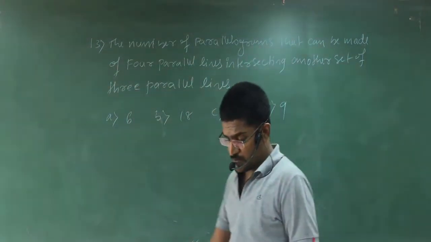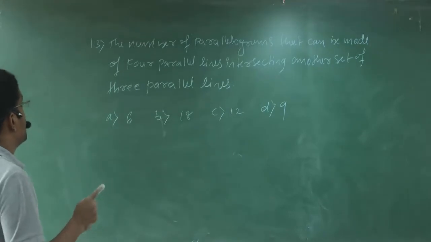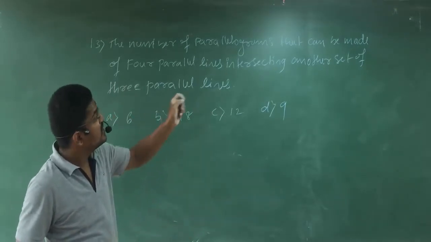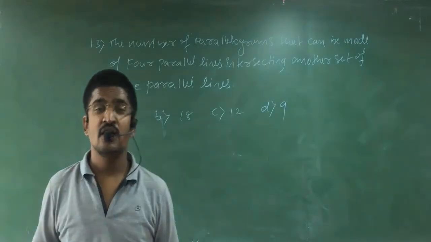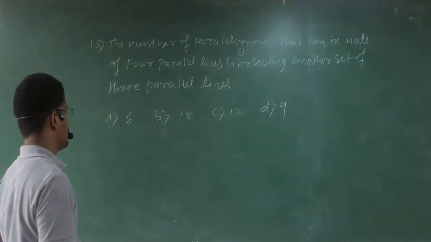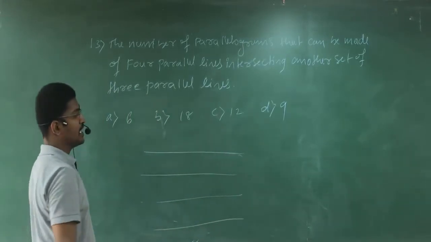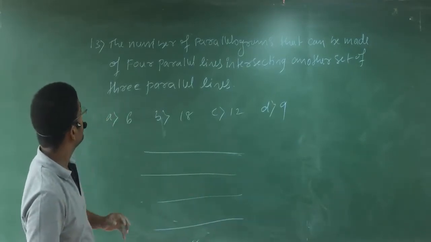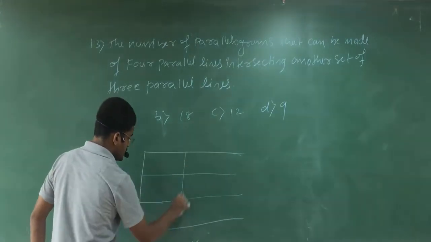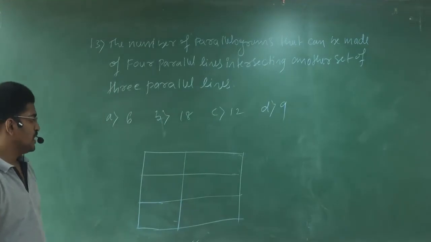Okay, see, the problem is the number of parallelograms that can be made of 4 parallel lines intersecting on another set of 3 parallel lines. That means there is a set of 4 parallel lines and another set of 3 parallel lines which are intersecting each other. We can draw it diagrammatically, that is 1, 2, 3 and 4 parallel lines. There are another how many? 3 parallel lines intersecting each other. So this is 1, this is 2 and this is 3.